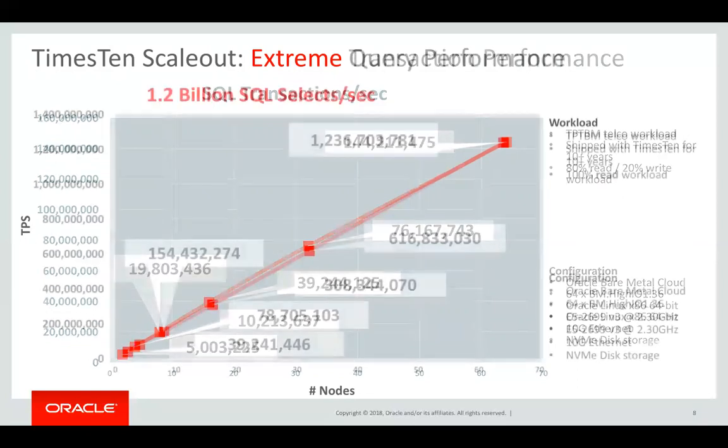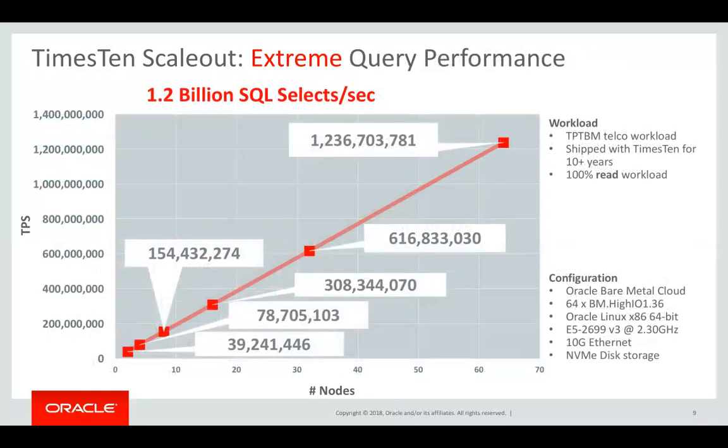Now, if you take that same benchmark, a read-only variation of that workload achieves a truly breathtaking 1.2 billion SQL selects per second. This is unheard of performance. A single database that can execute 1.2 billion distinct SQL statements per second. Again, running on that same Oracle Cloud configuration on 64 hosts. So it gives you an idea of the extreme performance limits of TimesTen Scaleout to enable these extremely performance sensitive OLTP workloads.